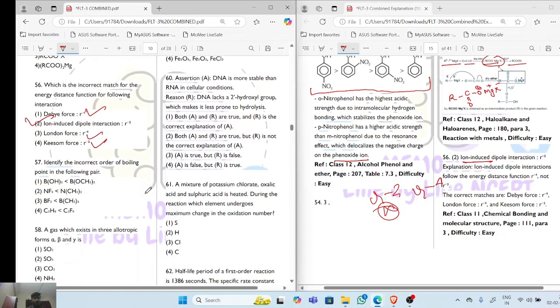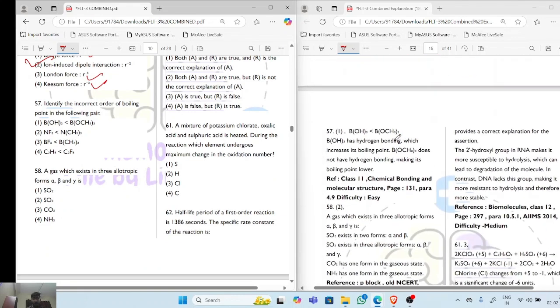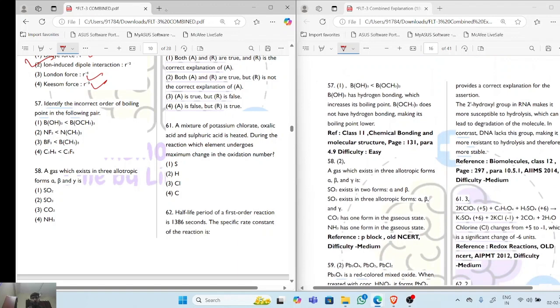Now comes question number 57. Identify the incorrect order of boiling point in the following pair. We are given four options: B(OH)3 and B(OCH3)3, NF3 and N(CH3)3, BF3 and B(CH3)3, C2H6 and C2F6.